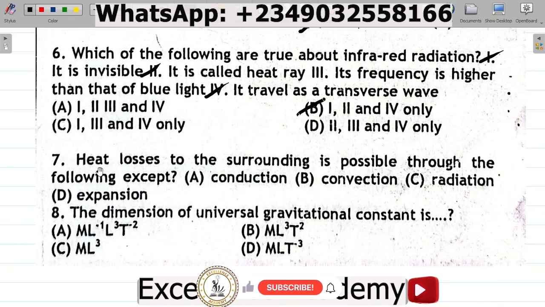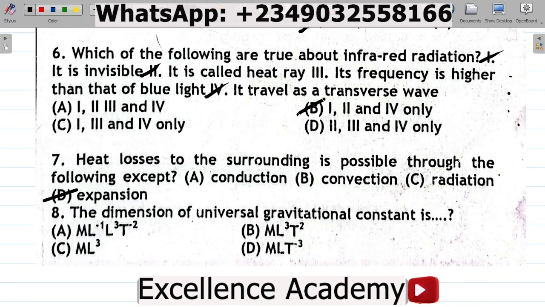Question 7 says, heat losses to the surrounding is possible through the following except: A, conduction, B, convection, C, radiation, D, expansion. I already talked about this earlier when I said the heat losses to surrounding happen through conduction, convection, and radiation, right? So expansion is not part of it. So D, expansion, is the answer.